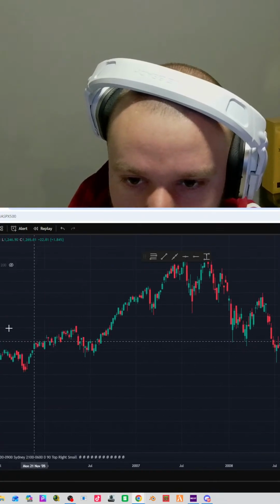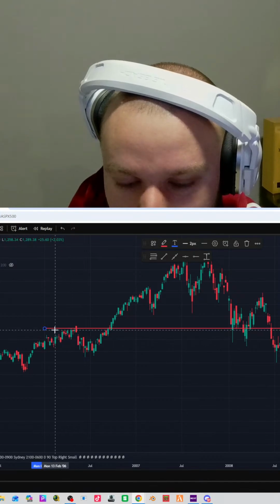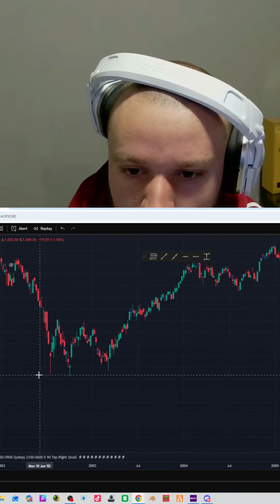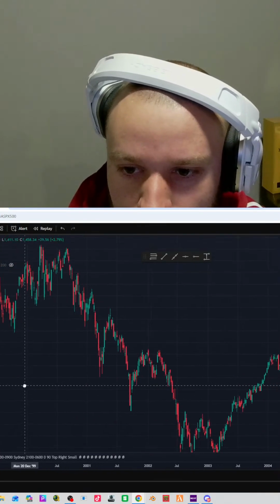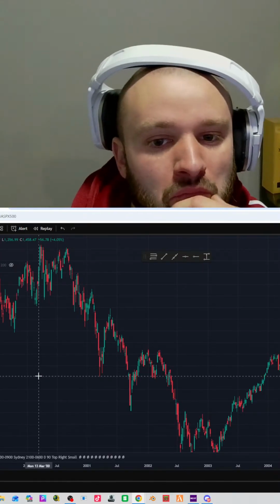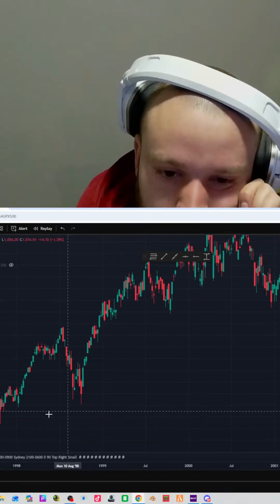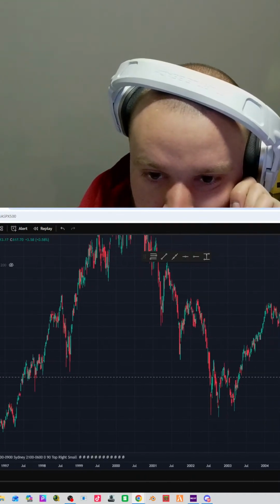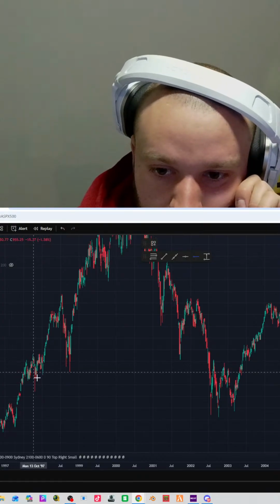Maybe this is a more accurate liquidity sweep right here. Here's a high. It's not really like a high though. Here's a low. Here's a high. I guess here's another example.